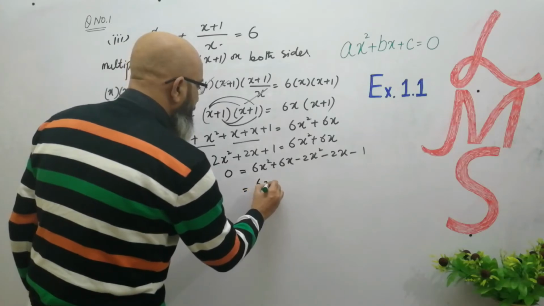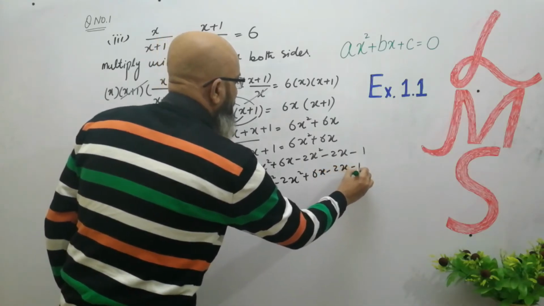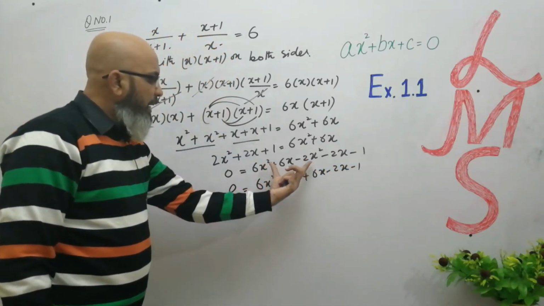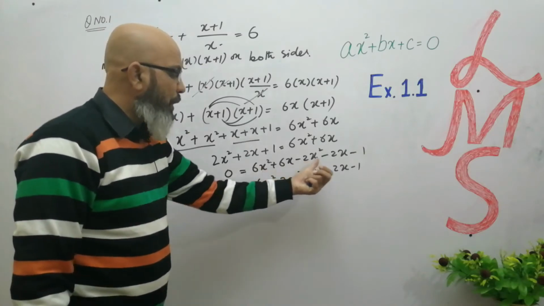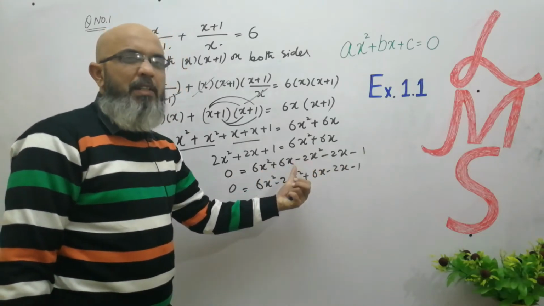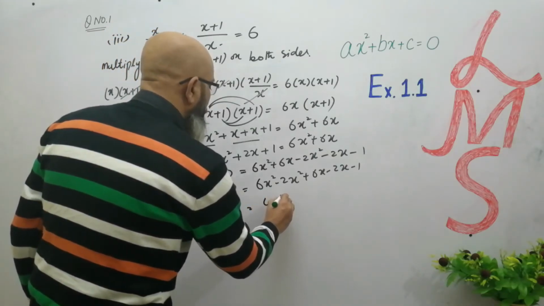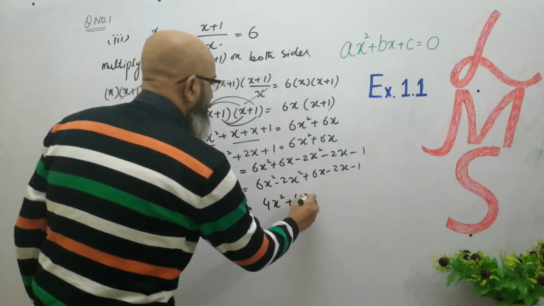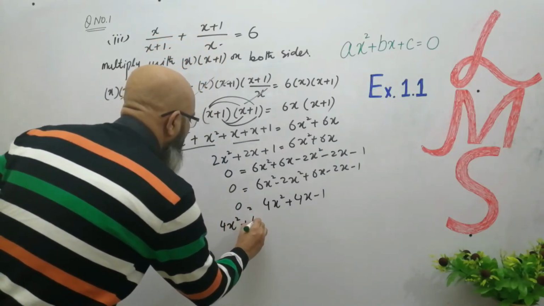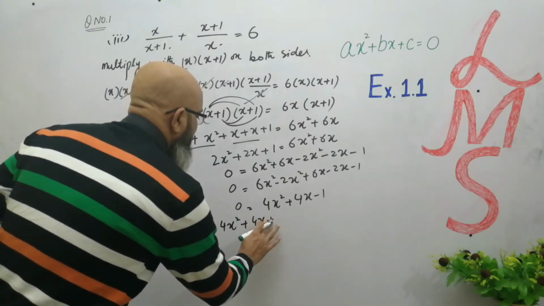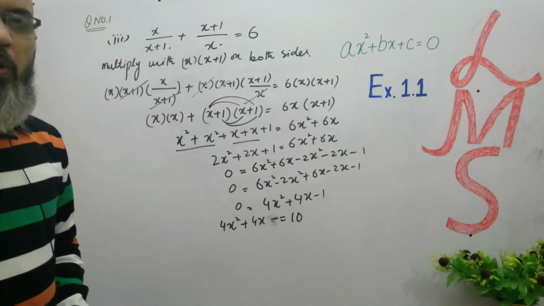So now what are the like terms, 6x square minus 2x square plus 6x minus 2x minus 1 that is equal to 0. मैंने सिर्फ like terms को अरेंज किया है ताकि आपको समझने में आसानी हो। अगर आप एक्सपर्ट हैं, आप समझते हैं कि आप इसको ऐसे सॉल्व कर सकते हैं, तो आप 6x स्क्वायर से 2x माइनस करके डायरेक्ट आंसर भी लिख सकते हैं। 6x स्क्वायर से 2x माइनस करें, what we get 4x square plus 4x minus 1 is equal to 0. So this is your standard form, standard quadratic equation form.